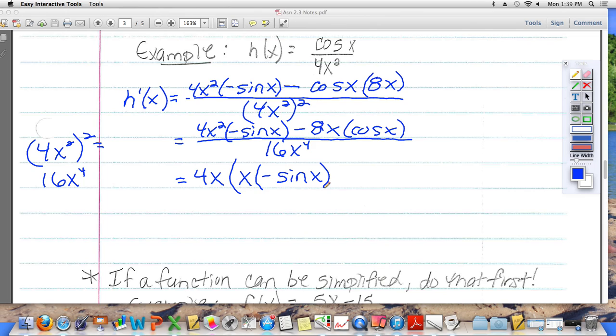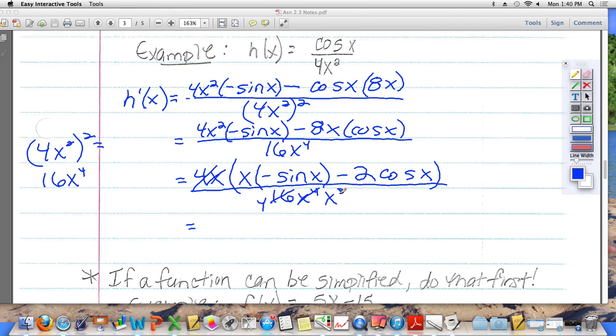And then if I take a 4x out of 8x, I'm going to have a minus 2 cosine of x, divided by, I got my parentheses, divided by 16x to the power of 4, which is equal to. Now, we have a 4 on top and a 16 on bottom. What can I do with those? Cancel them out. That 16 is going to become a 4. And then this x right here, I can cancel out with one of the x's on the bottom, now making this x to the 3rd power.